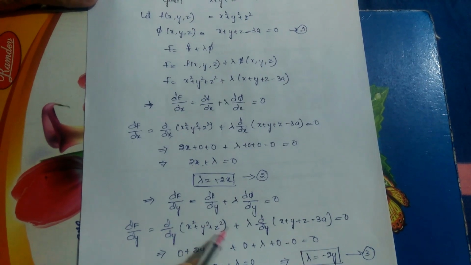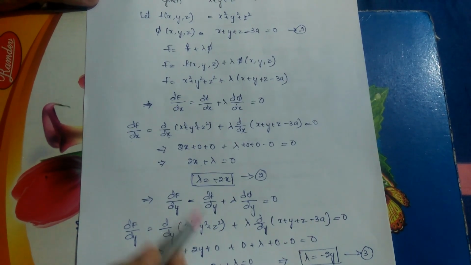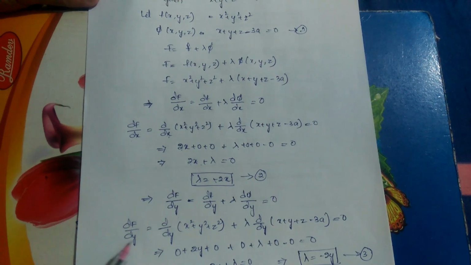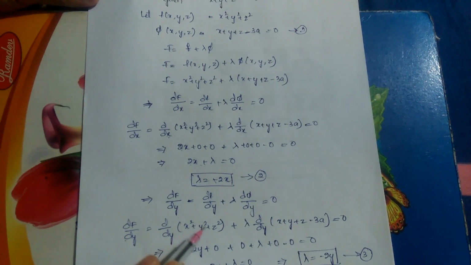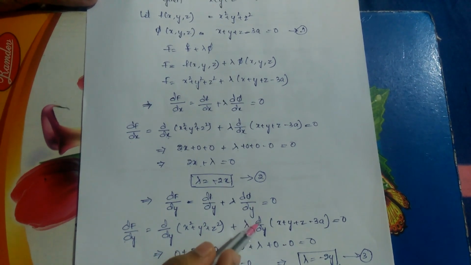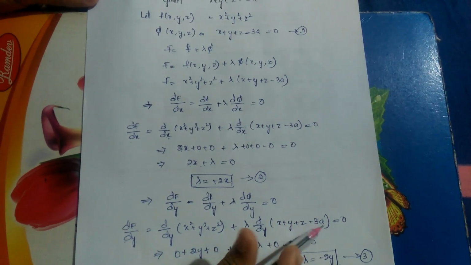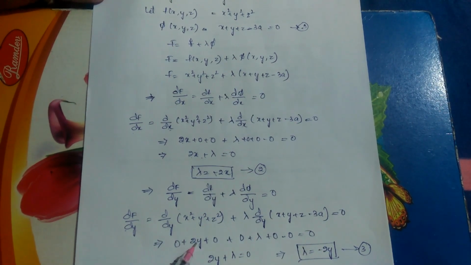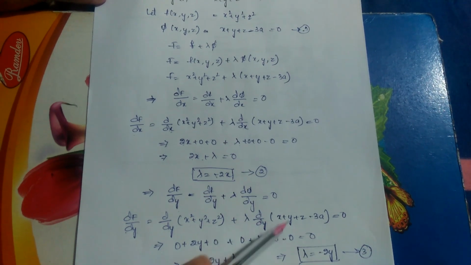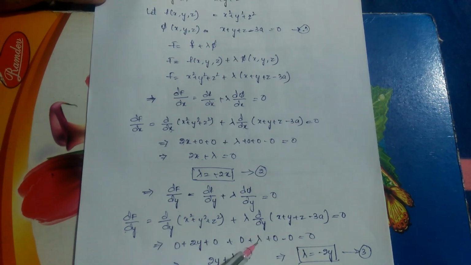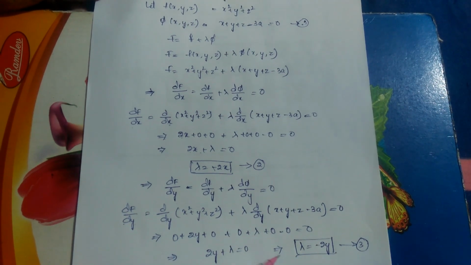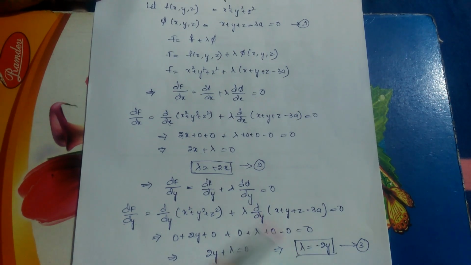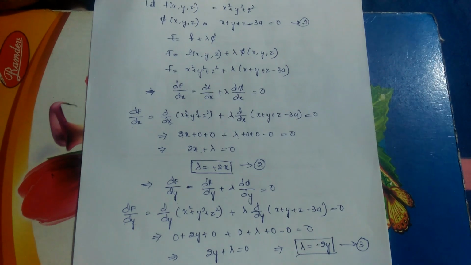Then we have to differentiate the function f with respect to y, and that comes as ∂f/∂y equals ∂/∂y of (x² + y² + z²) plus lambda into ∂/∂y of (x + y + z − 3a) equals 0. Now y² differentiation with respect to y is 2y, and lambda into y differentiation with respect to y is lambda. So 2y plus lambda equals 0, and then lambda equals minus 2y. So from this also we got the lambda value, and we are taking that as equation number 3.